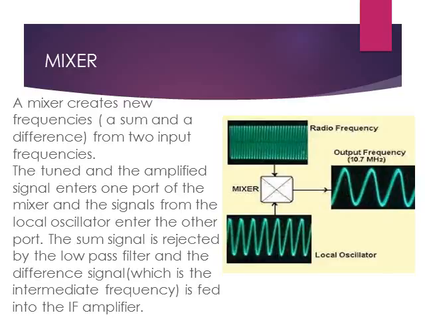The two signals are delivered to the mixer. A mixer creates new frequencies, a sum and a difference, from two input frequencies. The tuned and the amplified signal enters one port of the mixer and the signal from the local oscillator enters the other port. The sum signal is rejected by the low pass filter and the difference signal, which is the intermediate frequency, is fed into the intermediate frequency amplifier.